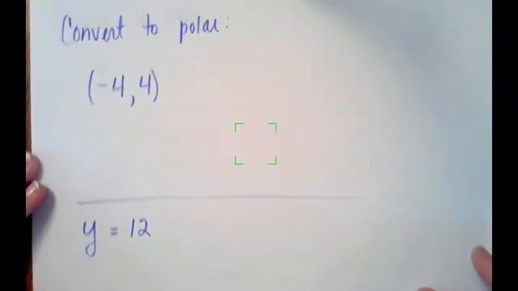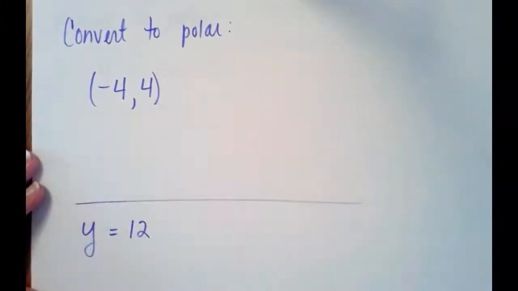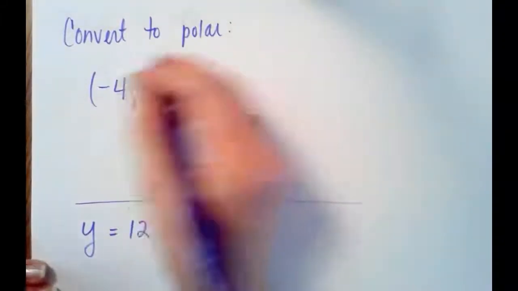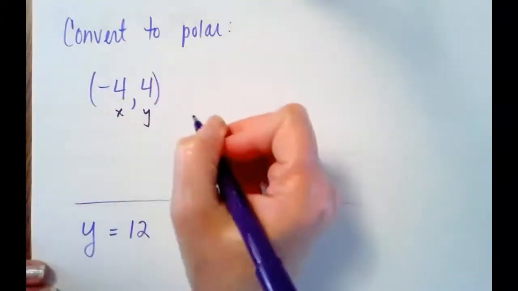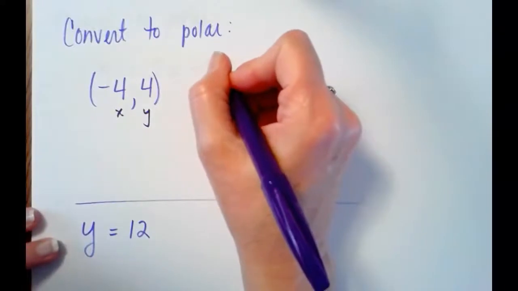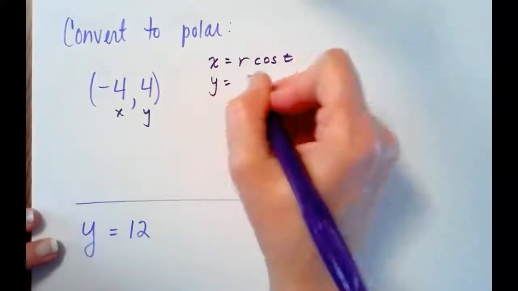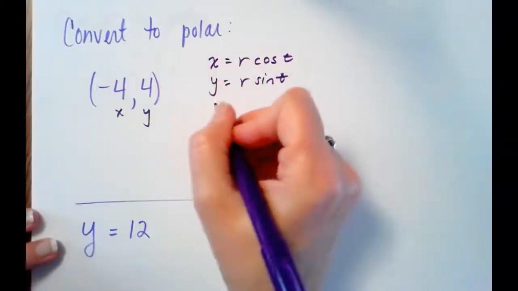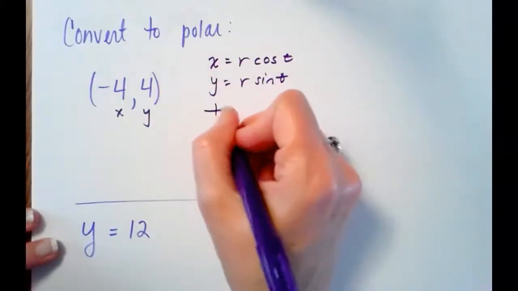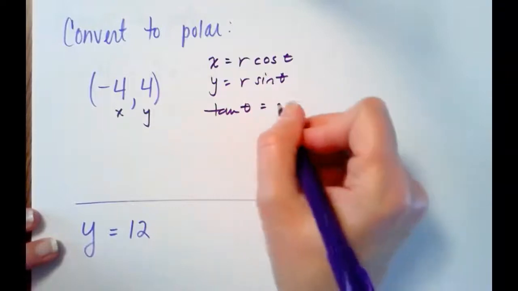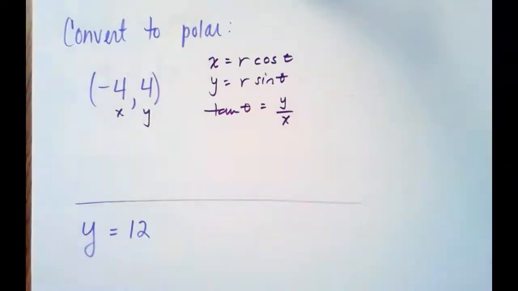Now we're going to convert from rectangular to polar. So converting to polar, we're given the x, given the y. Remember, x equals r cosine theta, y equals r sine theta. And in this case, we need to use the fact that tan theta equals y over x.